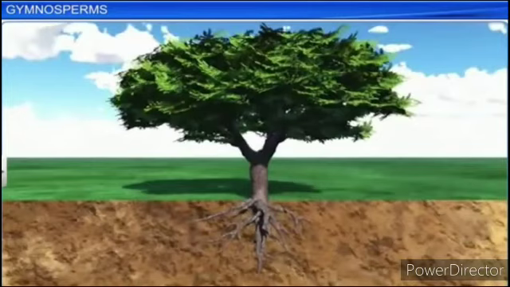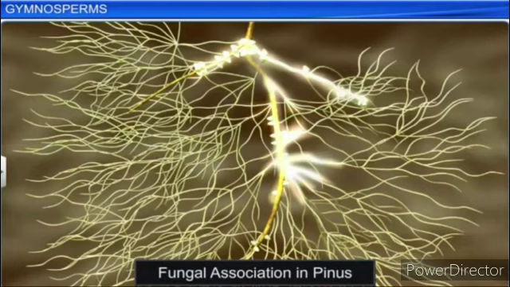Then gymnosperms include medium sized trees or tall trees, shrubs also. One of the gymnosperms, the giant redwood tree or the sequoia, is one of the tallest tree species. The roots are generally taproot. What is the taproot? The main one root and associated with the primary secondary roots. Roots in some genera have fungal association in the form of mycorrhiza.